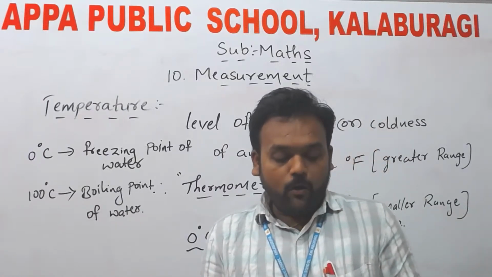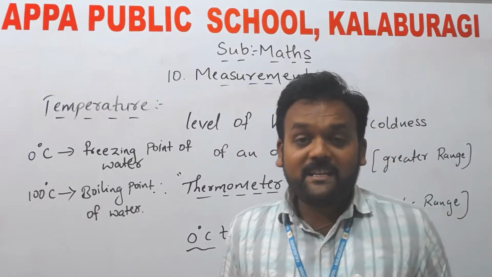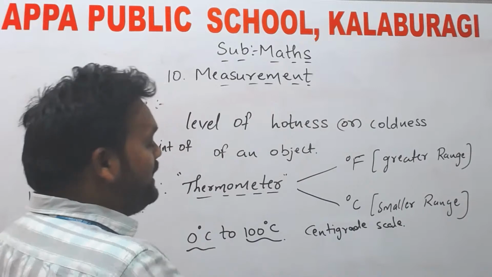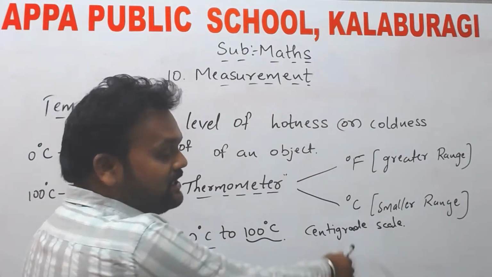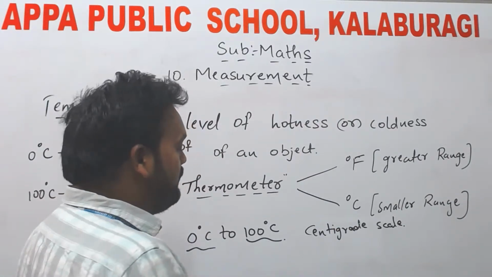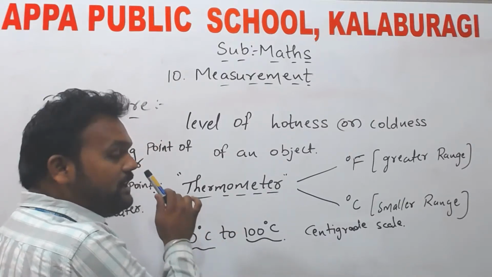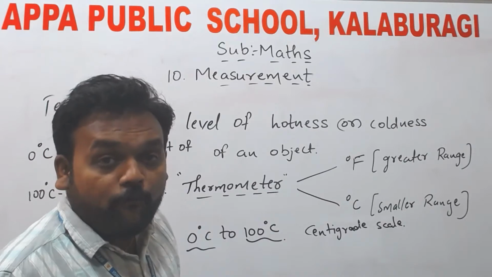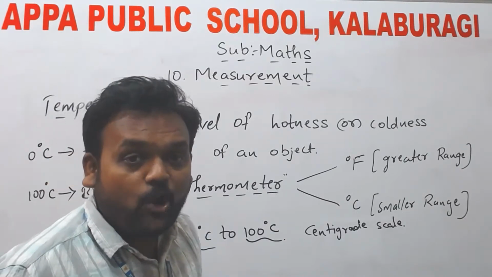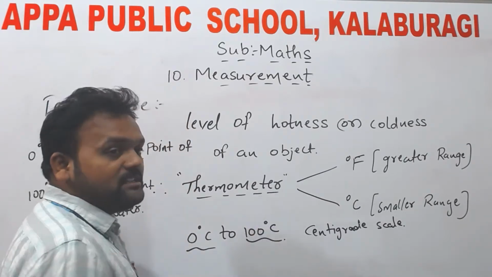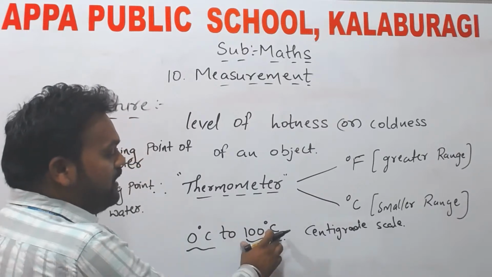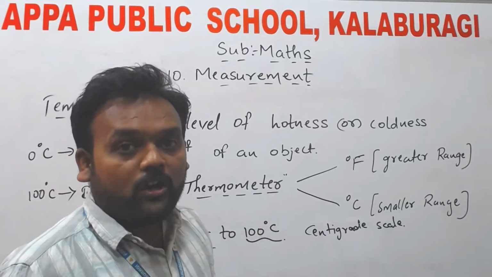Now we discussed the centigrade scale, that is degree Celsius. It's marked from 0 degree centigrade to 100 degree centigrade. This 0 degree centigrade shows the freezing point of water, that is very, very cold, whereas 100 degree Celsius shows the boiling point of water, that is very hot.